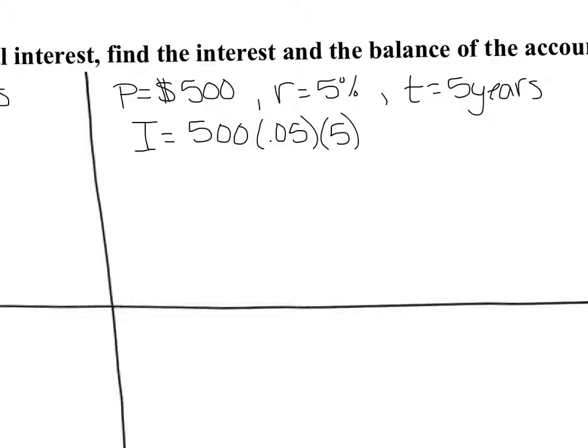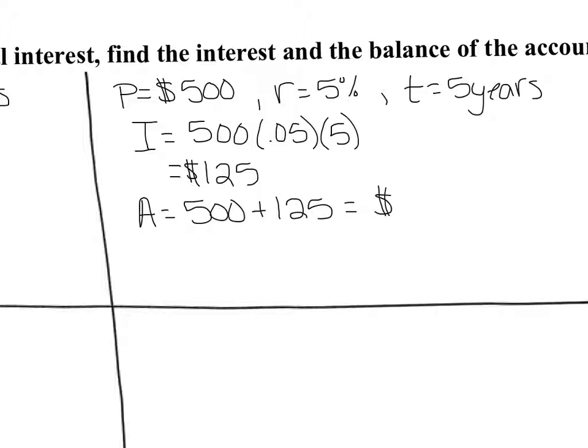Okay, if I multiply all those numbers together, I should get 125. So after 5 years, I would earn $125. So if I want to find my balance, I'm going to take my initial principal, and add the interest that I earned, for a new balance of $625.